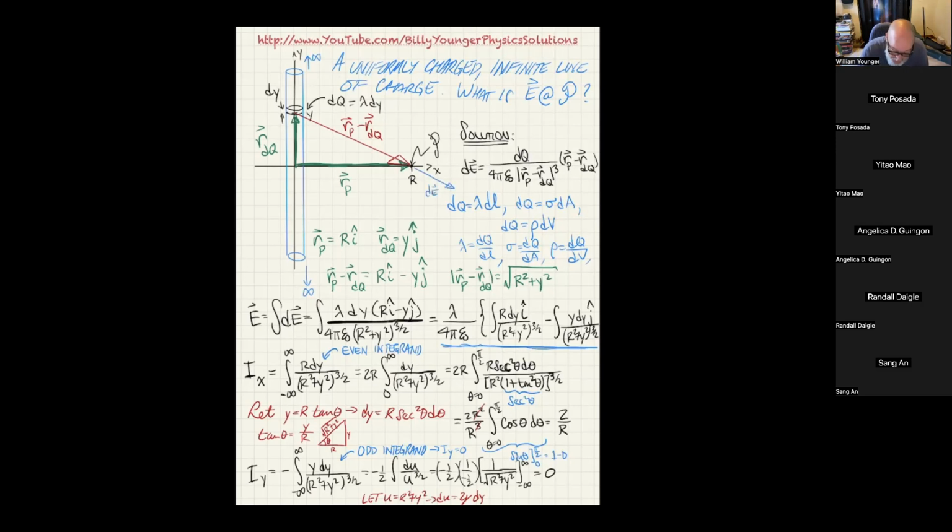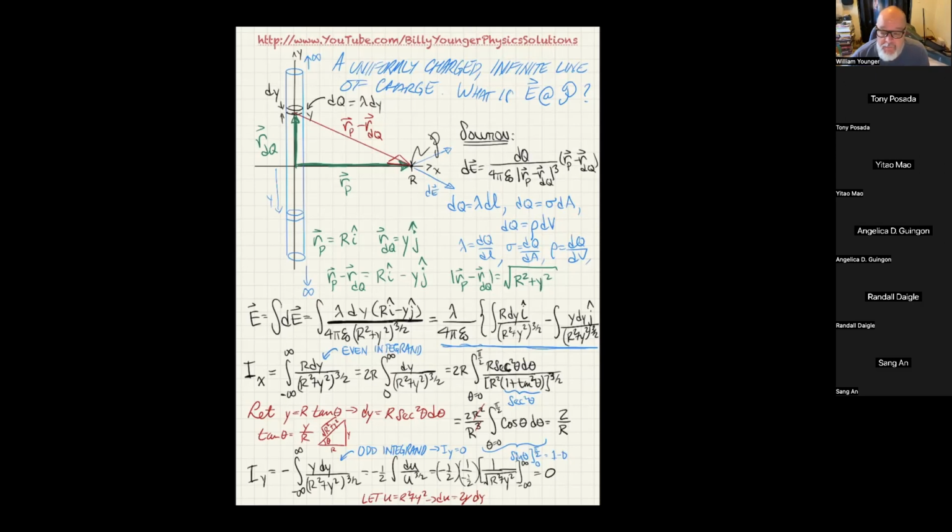And if you consider another differential charge element, say right here at a distance y down, you can see that the y component of that one is going to be exactly the opposite of the y component of the one we just did. And since you can do that for every differential charge element on the positive side of the y-axis, you can see that it's always going to cancel out. So just from a physics standpoint, we should expect the y component to cancel out.